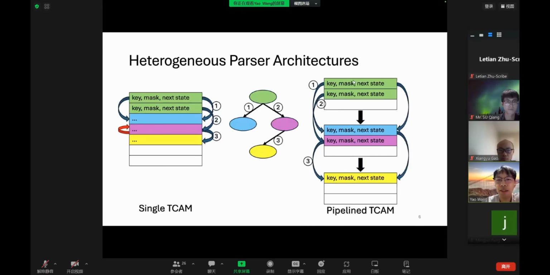A major challenge comes from hardware heterogeneity. Different devices expose different parser architectures. Some platforms use a single TCAM table and allow looping within a state, and others use a pipelined TCAM design where each stage is fixed and looping is restricted. This architectural difference directly affects how deep a parser can be, how transition keys are formed, and how resources are consumed. A parser implementation that is efficient on one device may be impossible on another.